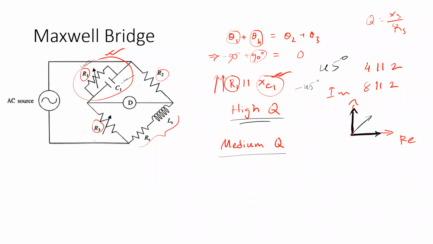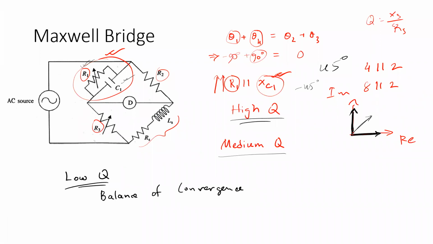Now, using the same circuit for the determination of inductance with low quality factor also sometimes becomes problematic due to a problem which is termed the balance of convergence problem.